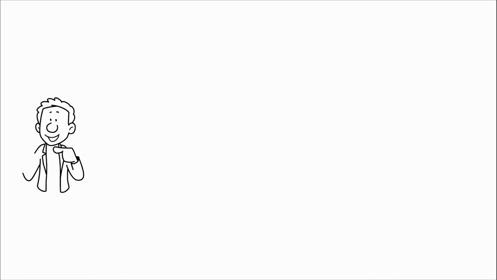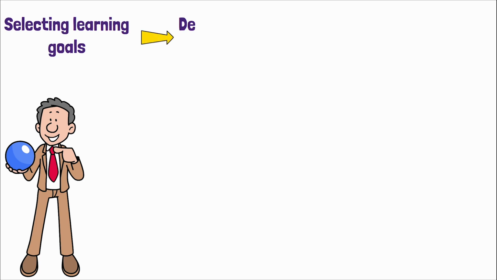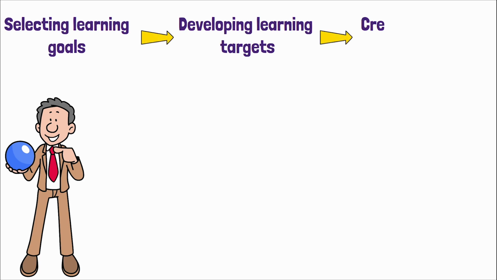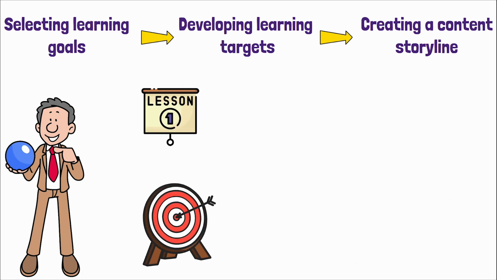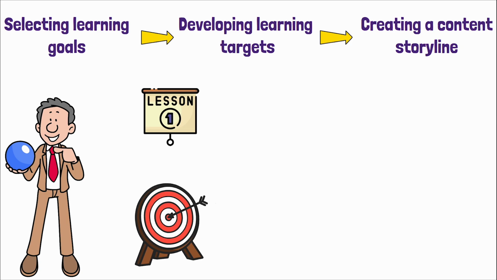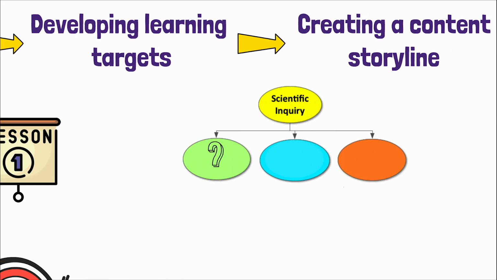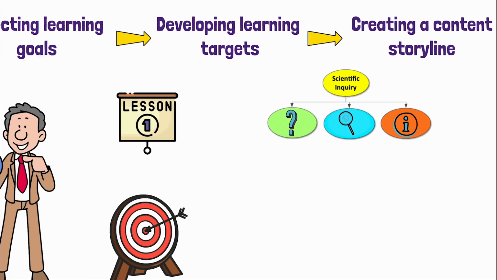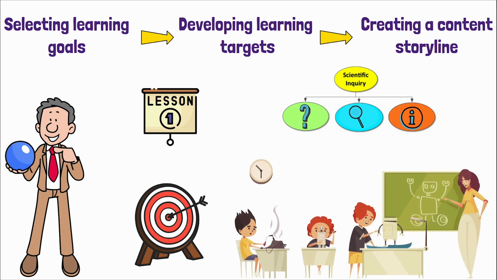Effective pre-planning for instruction follows a sequence: selecting learning goals, developing learning targets, and creating a content storyline. This ensures that lessons are aligned with standards and build towards clear, measurable outcomes. Scientific inquiry requires abilities such as asking questions, planning and conducting investigations, and developing evidence-based explanations. Teachers must understand and apply science process skills to guide students effectively.